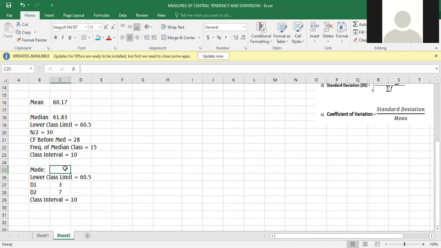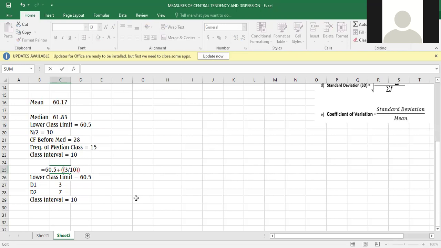So with this now, we are good to solve for mode. And this one too will be 60.5 plus, open the bracket. So we have 3 divided by, no, of course, D1 plus D2 will give us 10, divided by 10. Put all of this together.